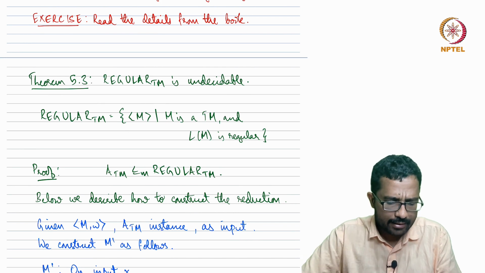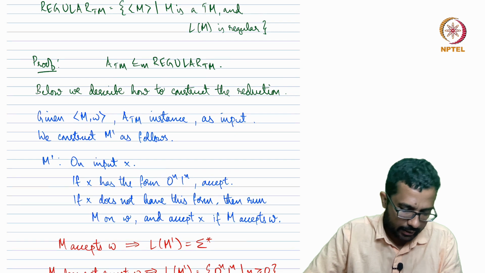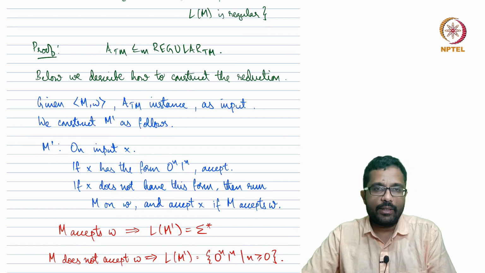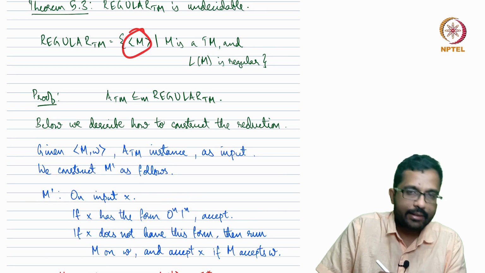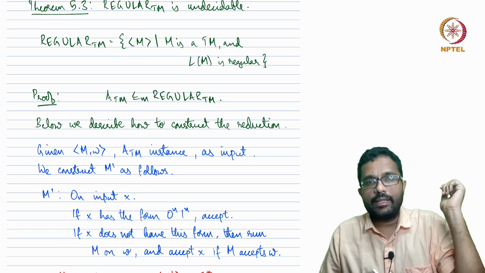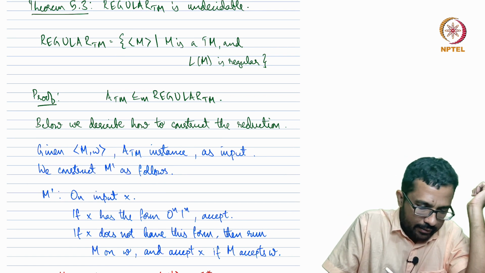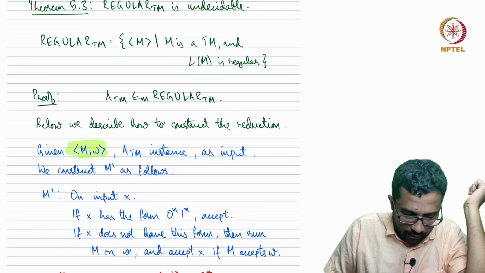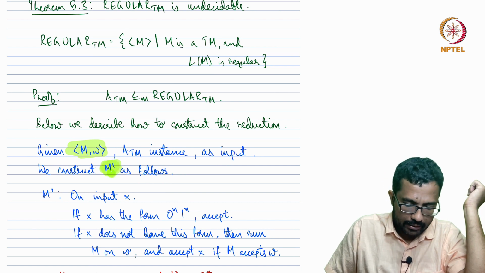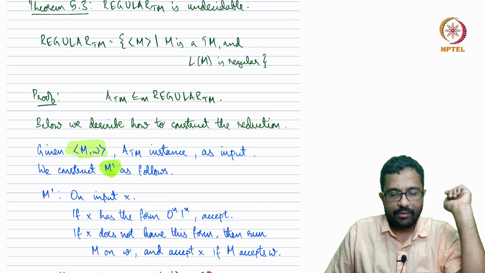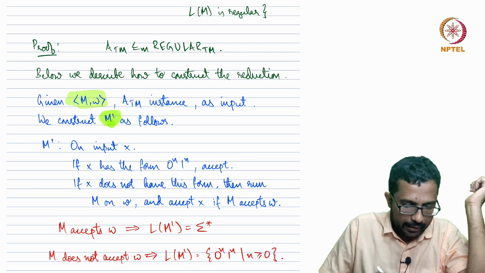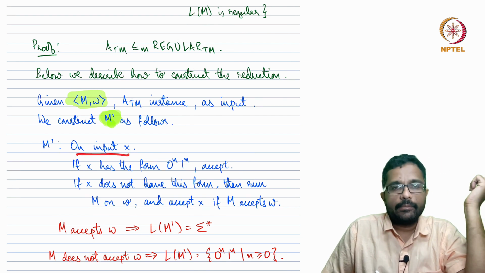So let's see how to construct the reduction. Given an ATM instance, we'll show how to construct a regular TM instance. Notice that a regular TM instance is just one description of a Turing machine. So given an instance M comma W, which is an ATM instance, we'll construct a Turing machine M prime. This will be the regular TM instance. Okay, let's see what it does. M prime, when it gets an input x, where x is the input of M prime.